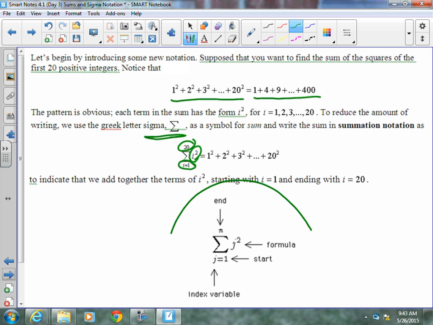So if you look down here, the formula, the start, the end, the index variable is usually an i or a j, or letters they typically put in sigma notation. I'm not sure why, it just seems to be letters that they like.